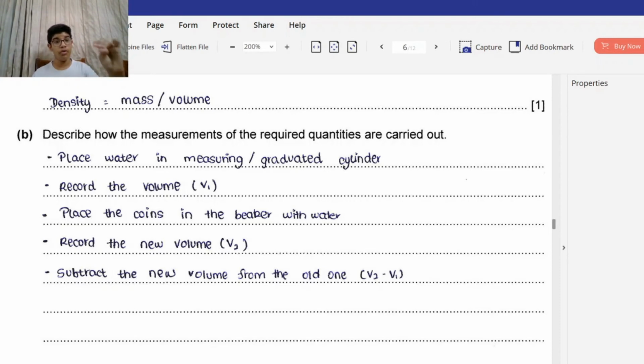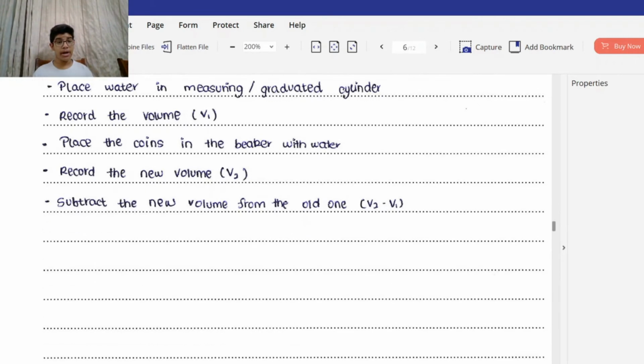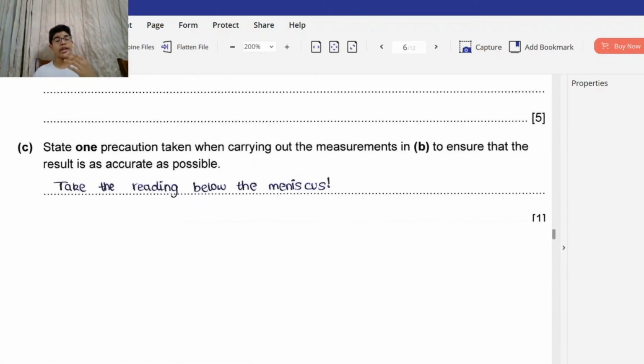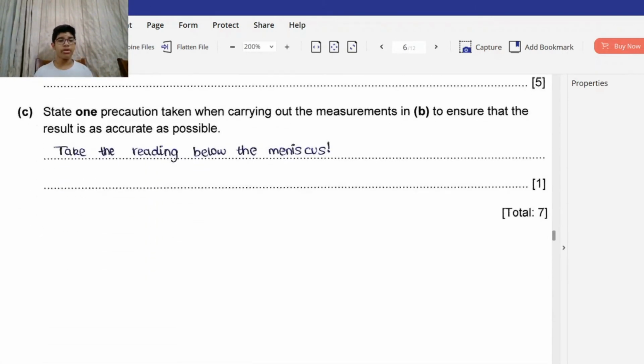We're going to record the new volume and subtract the old volume from the new volume. And that's going to give us basically the volume of the coin. That's one part, and then using the electronic balance we're going to find the mass of the coin and then we're going to divide it by that, and that's going to be the density.